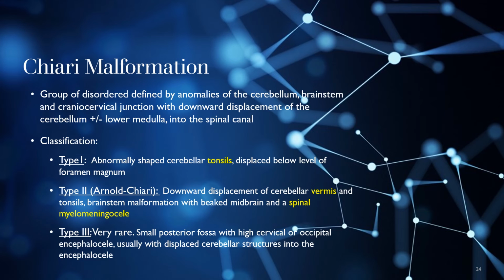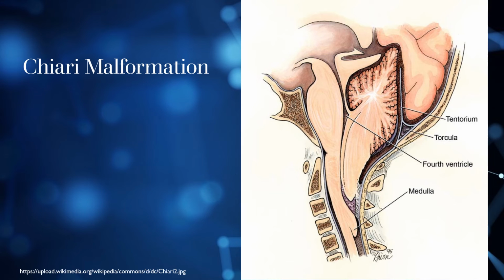Finally, type 3 is the most rare type, but it's a small posterior fossa with a high cervical or occipital encephalocele. And this usually has displaced cerebellar structures into the actual encephalocele. This is just a picture depicting the herniation of the cerebellar tissue into the spinal canal here.